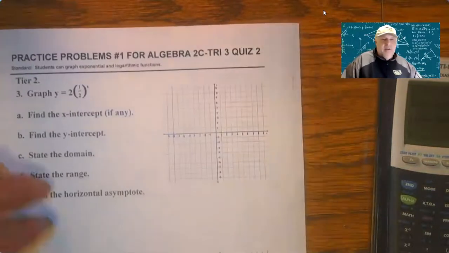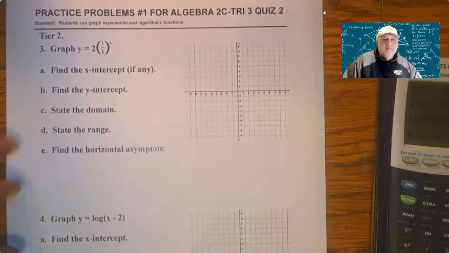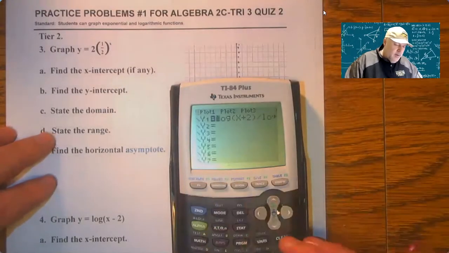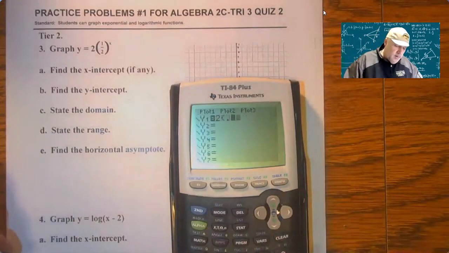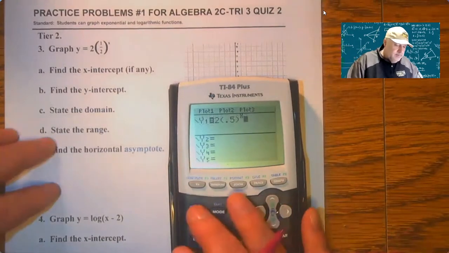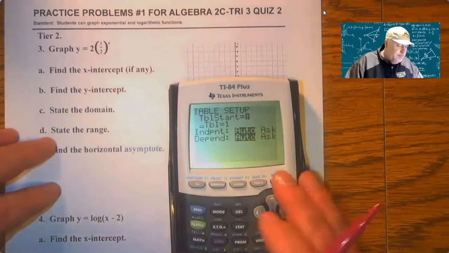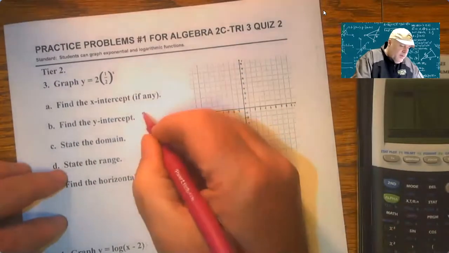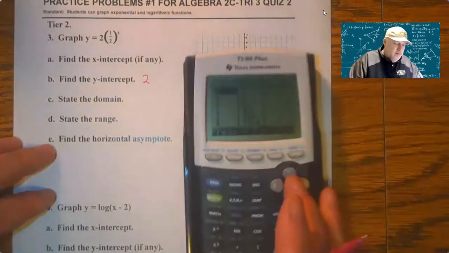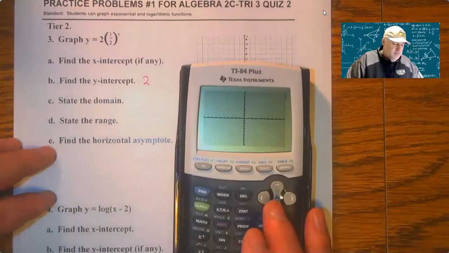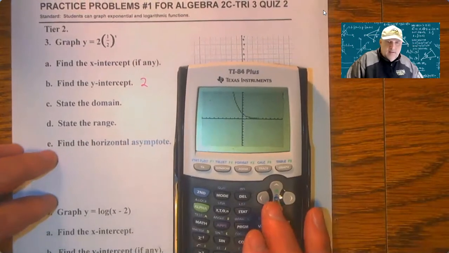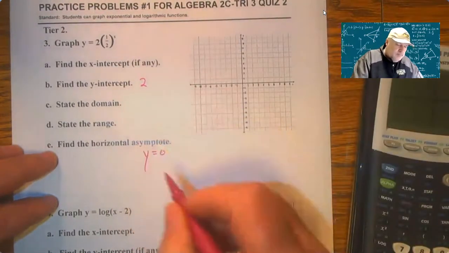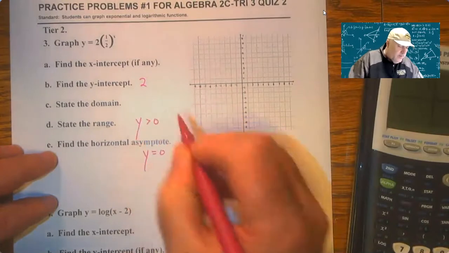Okay, and then graphing, as we did on the homework, what you should do is to go and get the table right away. And you see (0, 2) there, that's the Y-intercept. So you can always get the Y-intercept from the table. And you can see that the horizontal asymptote is the x-axis, which is y equals 0. And the range is going to be y is greater than that.